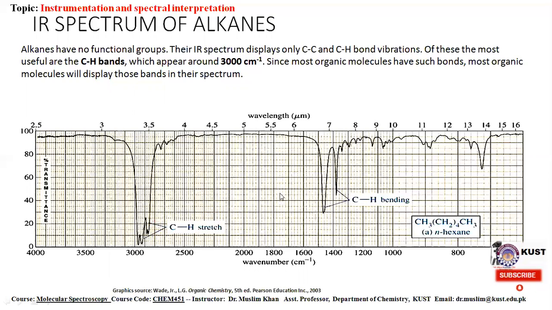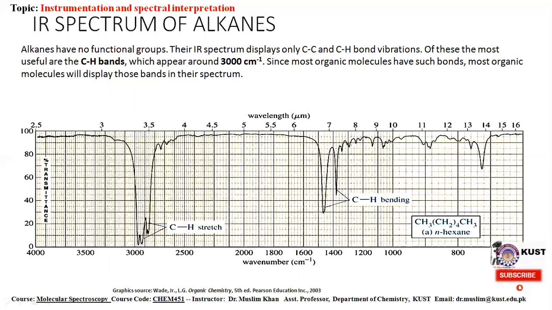Since most organic molecules have such a bond, most organic molecules will display those bands in their spectrum. So whenever you see a band around 3000, your mind automatically goes to carbon hydrogen stretch, which is in the 3000 region. This other band is around 1400, meaning 1500, which is carbon hydrogen bending. So one is carbon carbon, the other one is carbon hydrogen. So this is the IR spectrum of alkane.